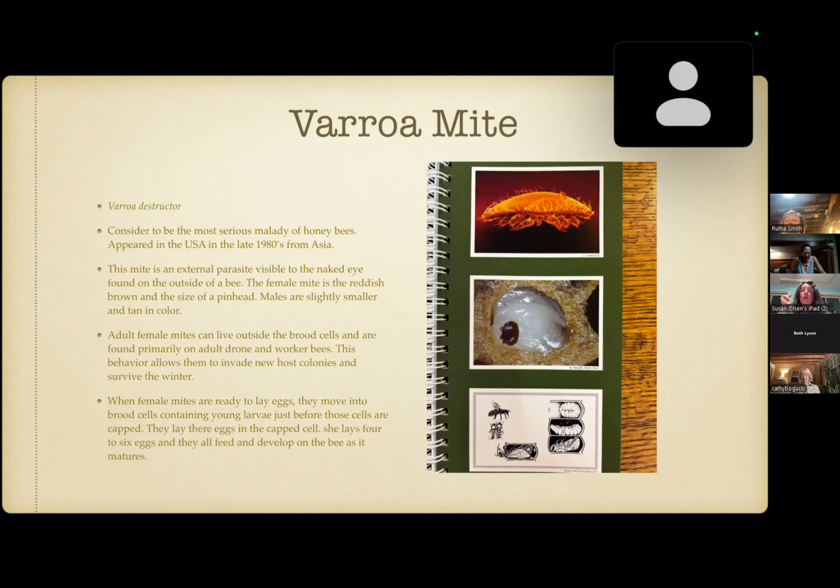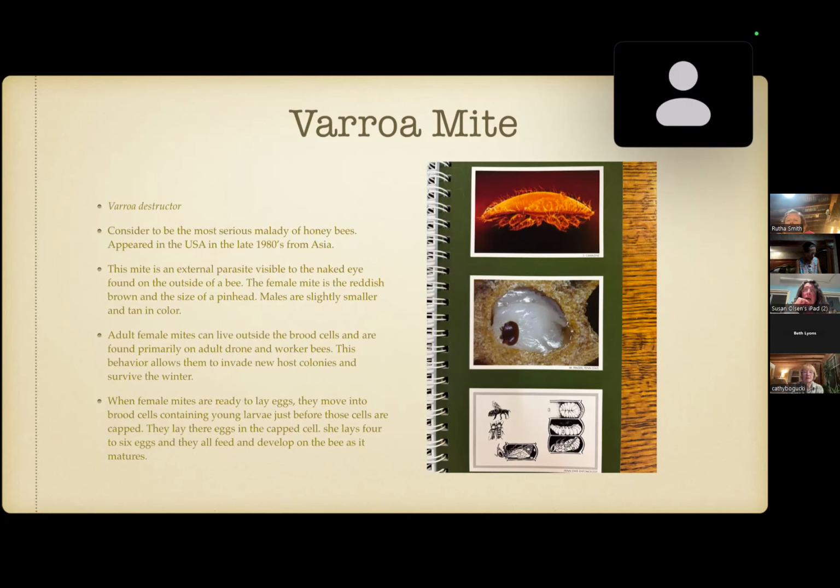So the correct name for a varroa mite, which is pictured in that upper right picture, is Varroa destructor. It's considered to be the most serious malady of honeybees. It came, as I said, in the 80s from Asia. It's an external parasite visible to the naked eye, found on the outside of the bee. The female mite is reddish brown, and she's about the size of a pinhead. Males are slightly smaller and tan in color.